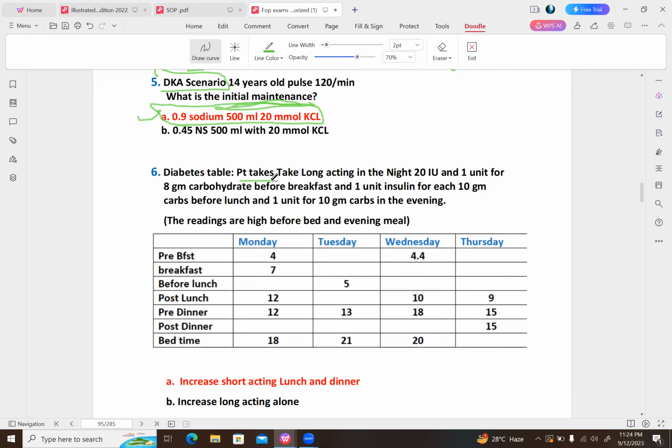They say that the patient takes long acting insulin at night, which is 20 international units, and 1 unit before breakfast for 8 grams of carbohydrates, and 1 unit before lunch for 10 grams of carbohydrates, and 1 unit in the evening for 10 grams of carbohydrates. So we check pre-breakfast, pre-lunch, pre-dinner, and bedtime. Just mark or underline whatever is more than 7.